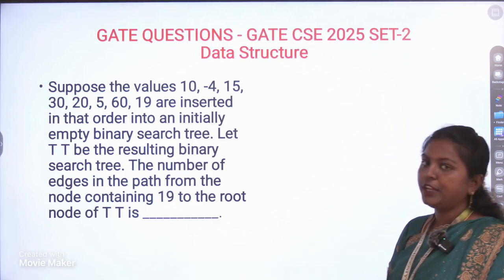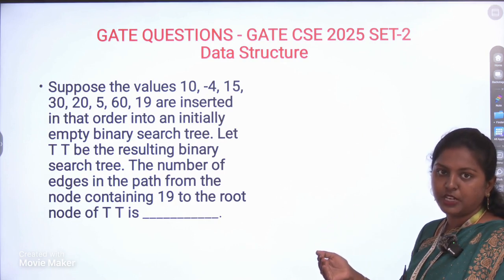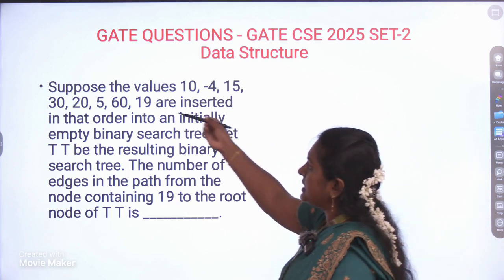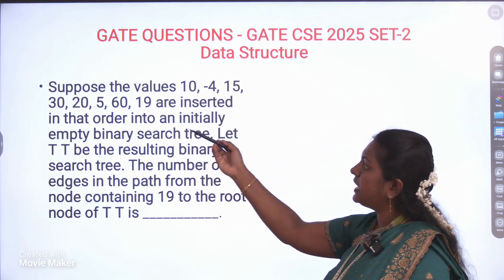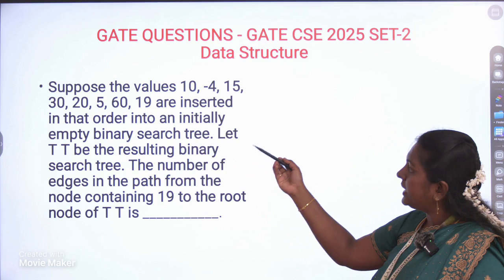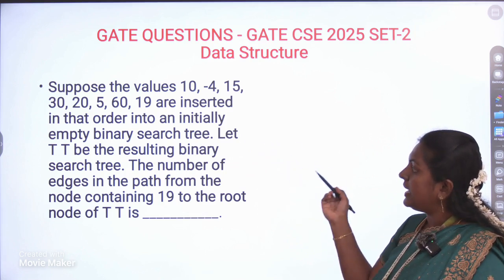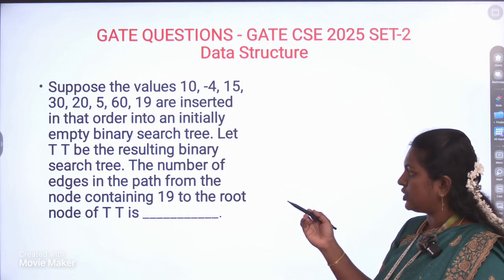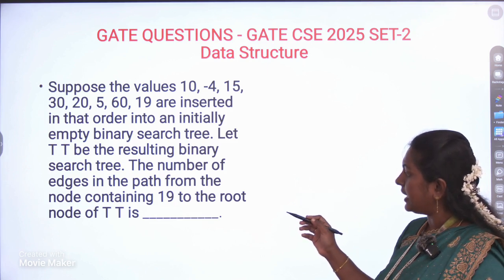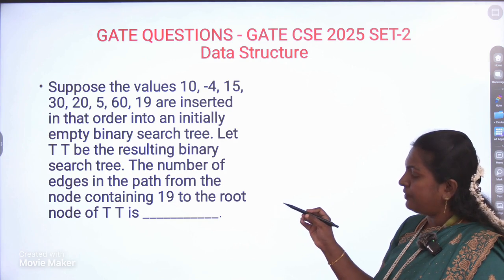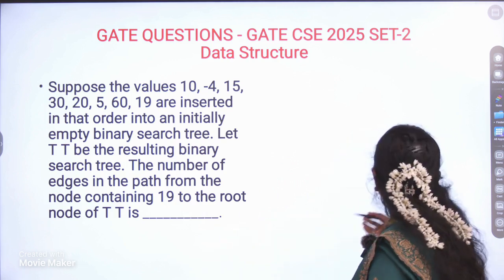Okay, now we are going to solve a binary search tree problem. First, you can see, suppose the values 10, -4, 15, 30, 20, 5 and 19 are inserted in that order into an initially empty binary search tree. Let T be the resulting binary search tree. The number of edges in the path from the node containing 19 to the root node of T is. Now this has to be solved in order to find the solution. Let me solve.